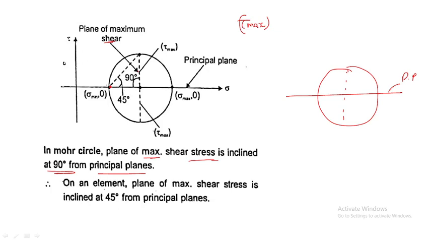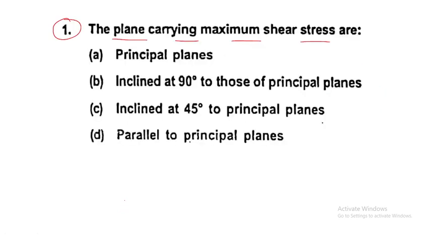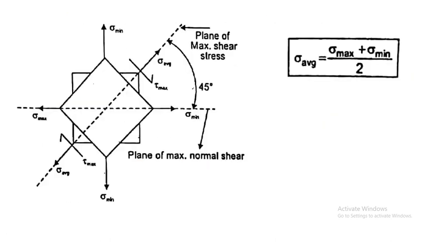On an element, the plane of max shear stress is inclined at 45 degrees from the principal plane. You have to remember the maximum shear stress is inclined at 45 degrees. So what is the answer for this question? The answer is, it is inclined at 45 degrees to the principal planes. See, you can see the plane of maximum normal stress. On an element, the plane of maximum shear stress is inclined at 45 degrees to the principal plane.